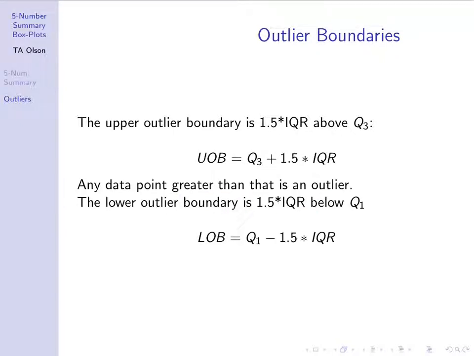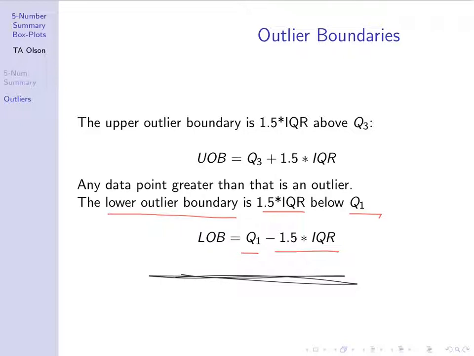Similarly, on the lower end, our lower outlier boundary is 1.5 times the interquartile range below Q1, so it's going to be Q1 minus 1.5 times IQR. And any data point less than this is going to be an outlier. So next, let's take a look at what this means for Chifaru's party data.